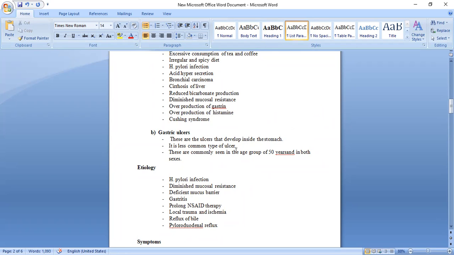It is a less common type of ulcer. The most common is the duodenal ulcer. But the stomach ulcer, we call it a gastric ulcer. It is a less common type of ulcer.